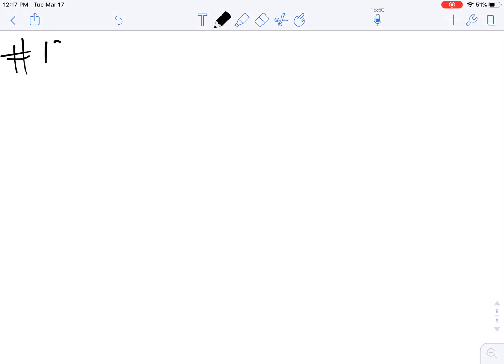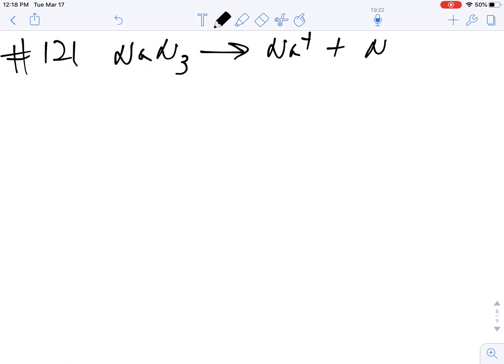Number 121. So we add sodium azide to kill bacteria in water, calculate the concentration of all species. This is a fun one, in 0.010 molar solution of sodium azide. So here's our salt. It's going to break apart, and it's going to give us this and a very strange form of nitrogen.